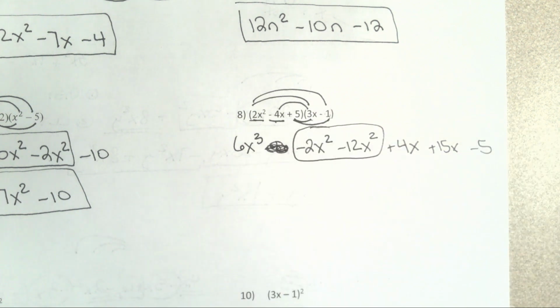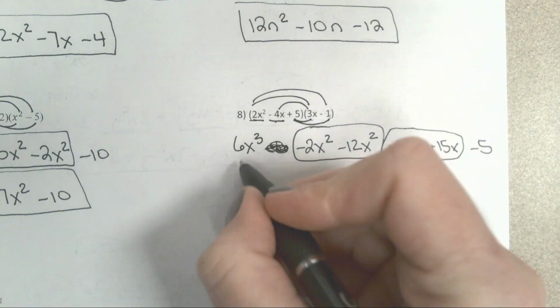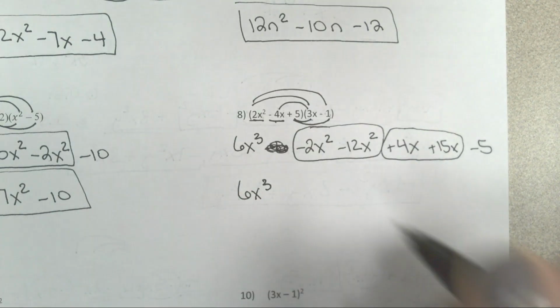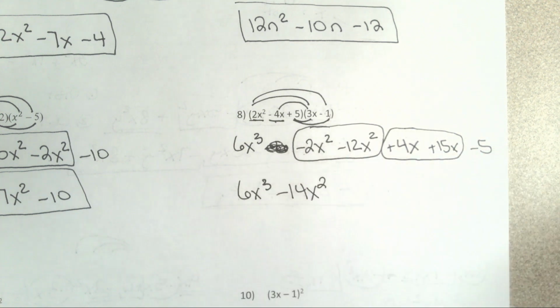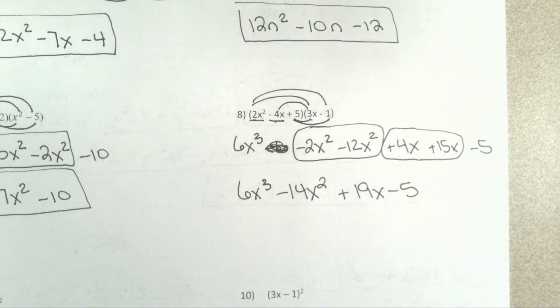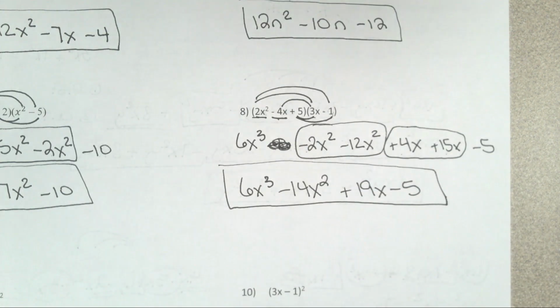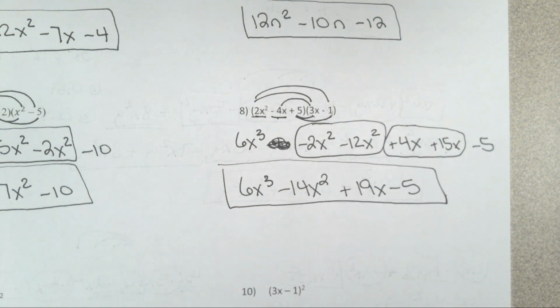So I can see that I have these two like terms because they each have an x squared. And these two with an x are like terms. I don't have any other x to the 3rd, so I'm just going to write it down. Negative 2 minus 12 adds up to negative 14x squared. The 4 plus 15 adds up to 19x. And then I don't have any other constants, and so I just write it down. No other like terms. It's in standard form because it goes biggest exponent and down to none.